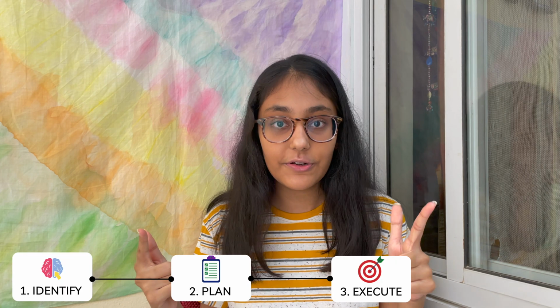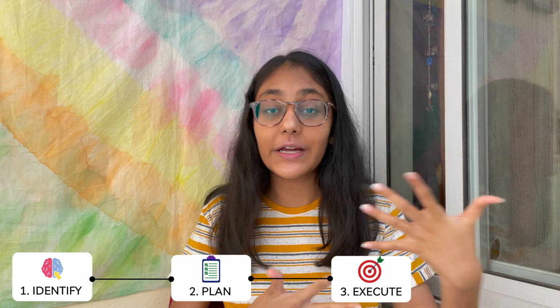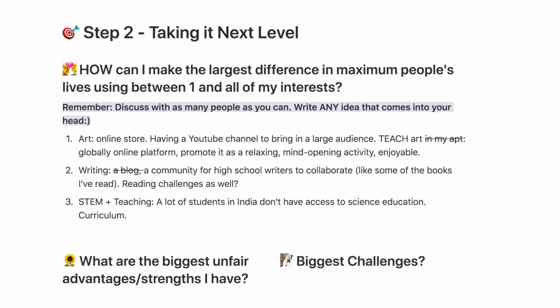In the next component of this step, we're going to think about which idea is the best for us. So for each idea, I want you to answer two questions. The first is, what are the biggest unfair advantages or strengths that I can use that will make my idea successful? By successful, we mean that it makes a really large difference in a lot of people's lives. The second is, what are the biggest challenges I might face if I go with this idea?